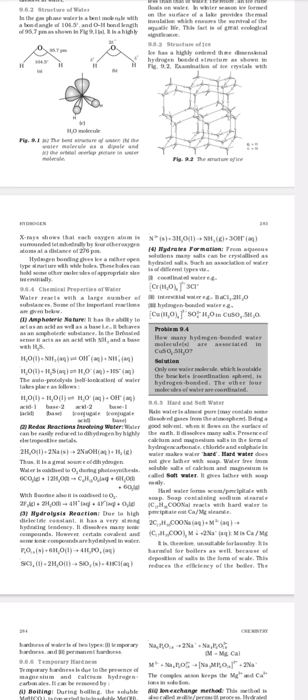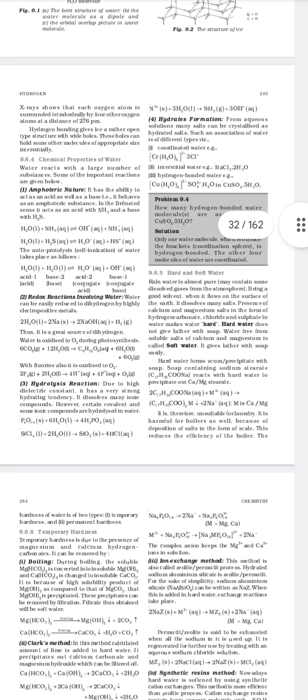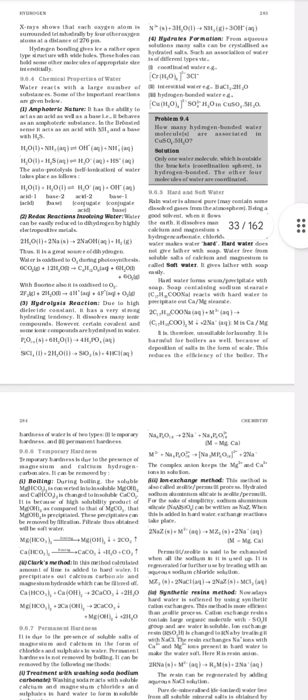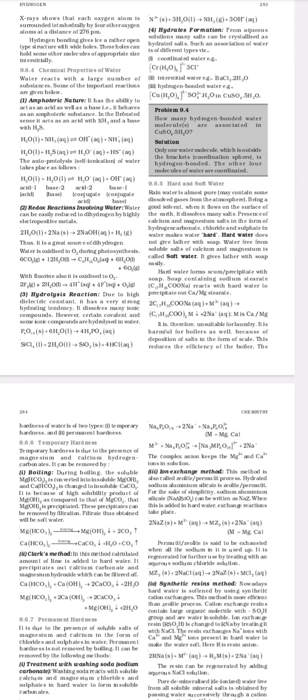Water reacts with a large number of substances. Some of the important reactions are given below. First is amphoteric nature. It has the ability to act as an acid as well as a base. In a sense, it behaves as an amphoteric substance. In the Bronsted sense, it acts as an acid with ammonia and a base with H2S. These are the reactions it shows with the base and acids. Redox reactions involving water. Water can be easily reduced to dihydrogen by highly electropositive metals. So these are the reactions that occur in this case.